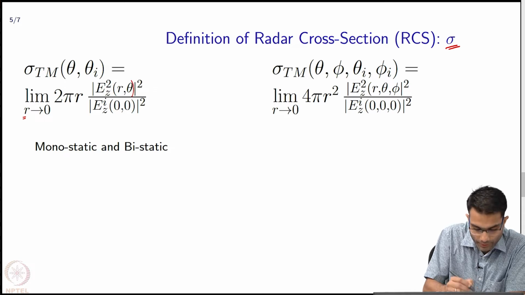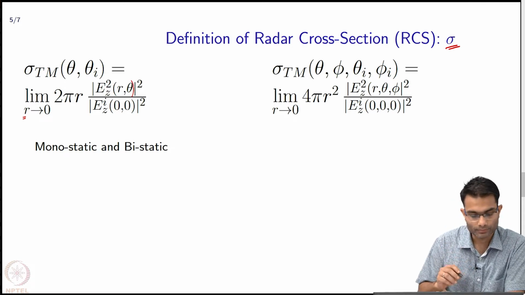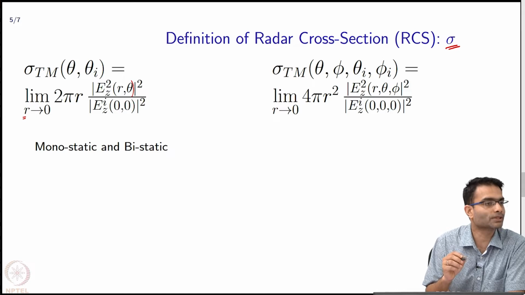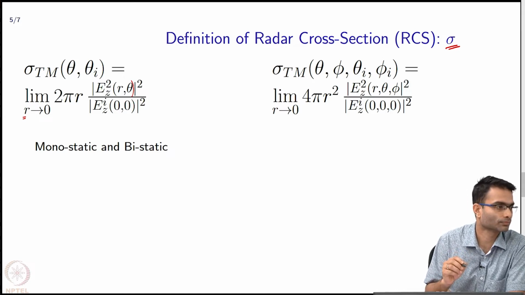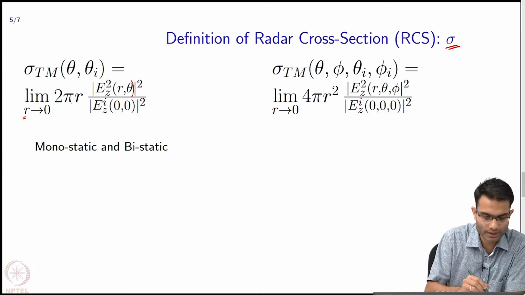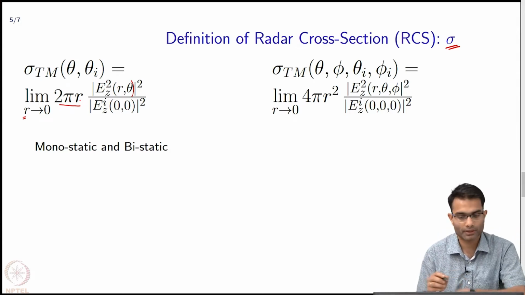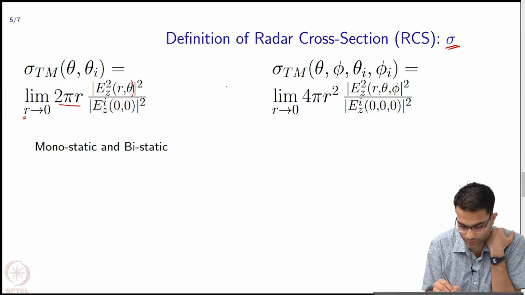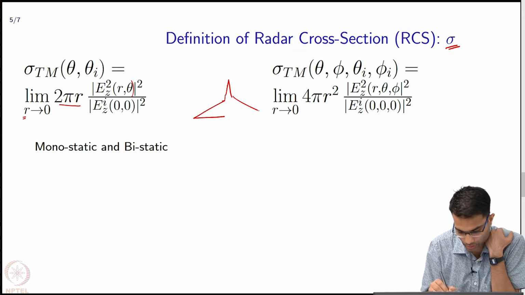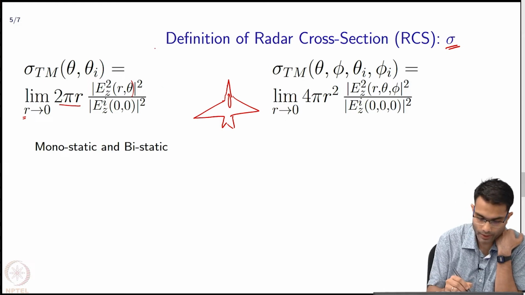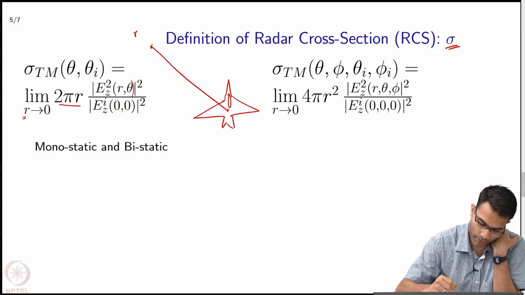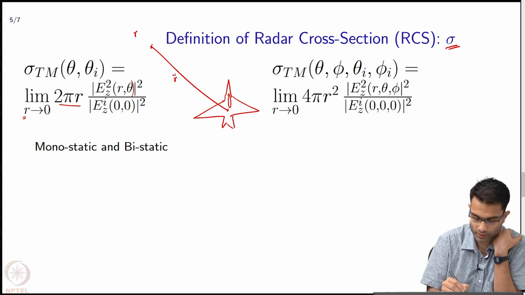There's a missing bracket here, right? At some point, normalized by the incident field at the origin. You will see there's a 2 pi r over here, and we'll come to why that 2 pi r is there. The case is very simple. Let's say that I have an aircraft like this, and I am standing somewhere far over here at r. This is the distance r from the origin. This is the value r, this is the vector r hat.